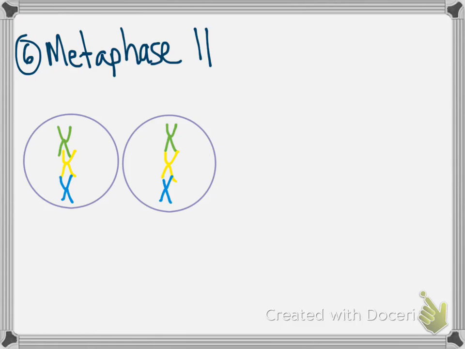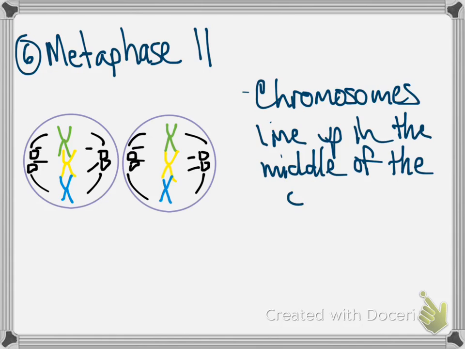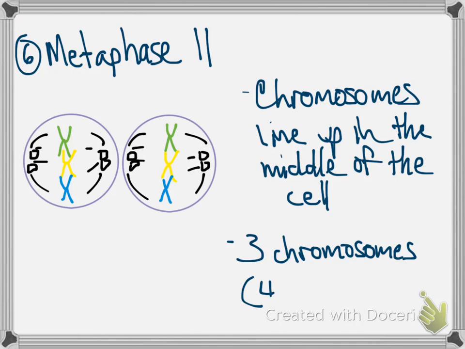Now we have Metaphase II, and so our chromosomes line up in the middle of each cell. Our spindle fibers have been released, and they are getting ready to pull the individual chromosomes apart. Again, we still have 3 chromosomes in each cell, 46 in a human.